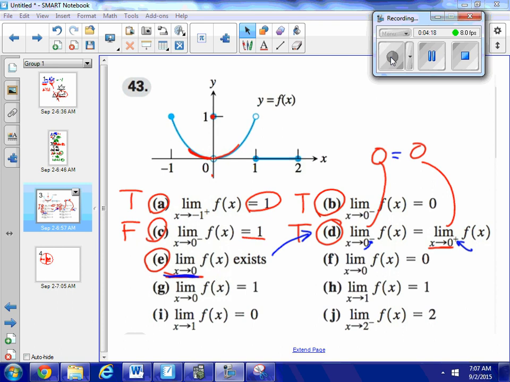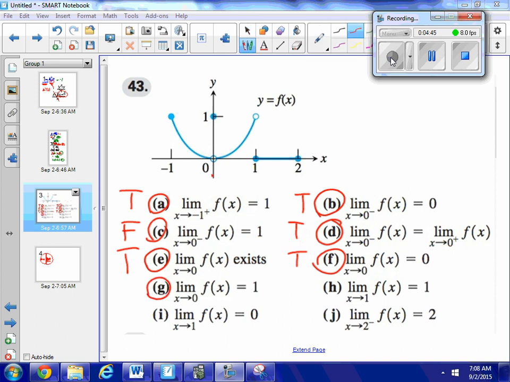Well, back to the problem. F, we've just discussed that, and that is true. Not only does the limit exist as x approaches 0, we've determined that the limit is, in fact, 0, because both the left-hand side and the right-hand side are equal to 0. So both E and F are true.